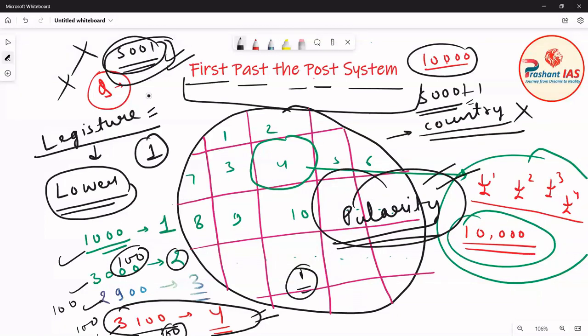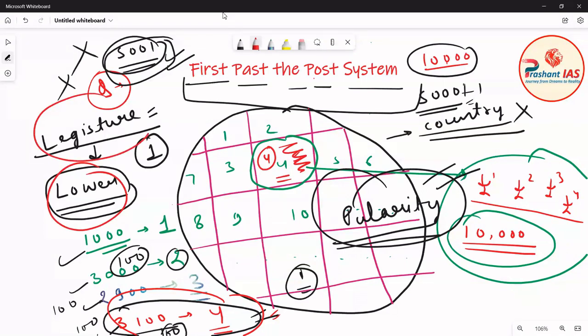So now contestant number 4 will be declared the winner from constituency number 4. This contestant number 4 will represent the people of constituency number 4 in the lower house of the legislature of country X. In a similar way, every constituency will send one representative to the lower house by the same process. So this is called the first past the post system.